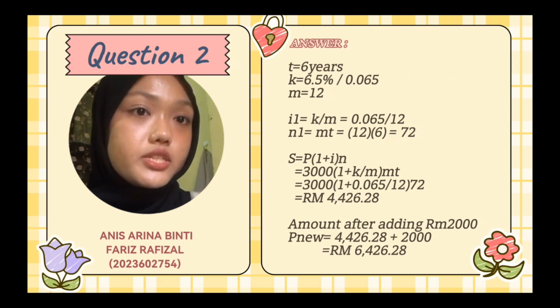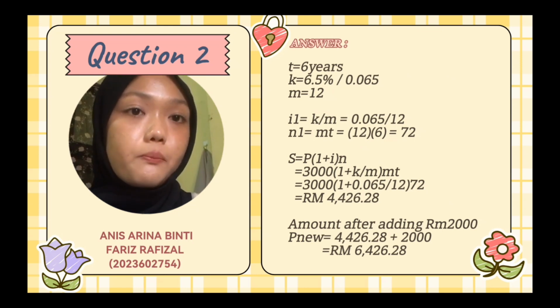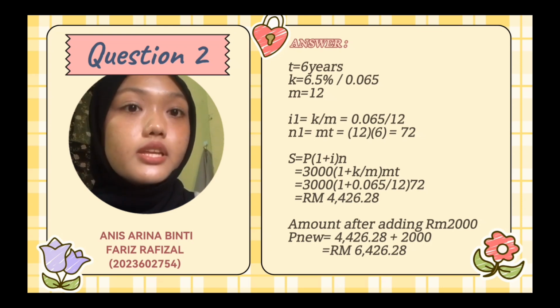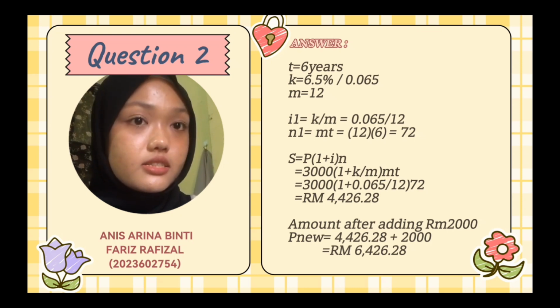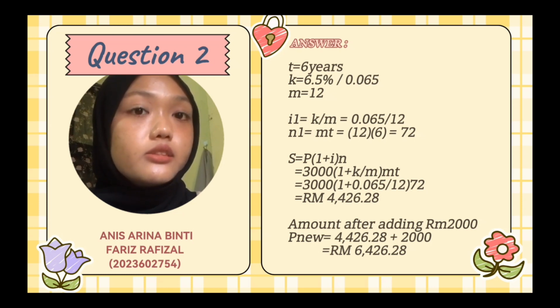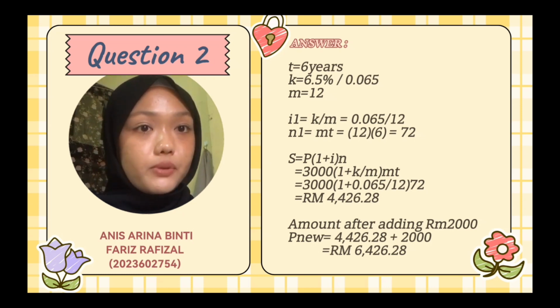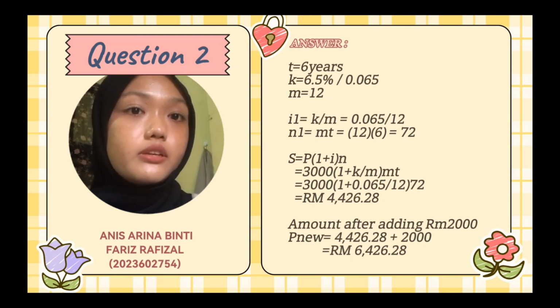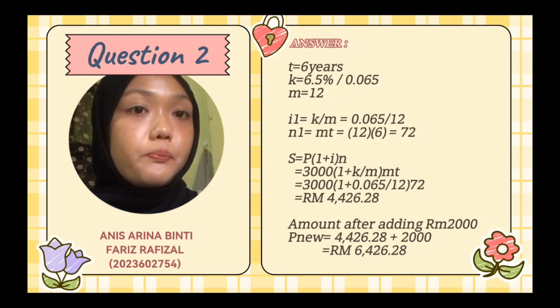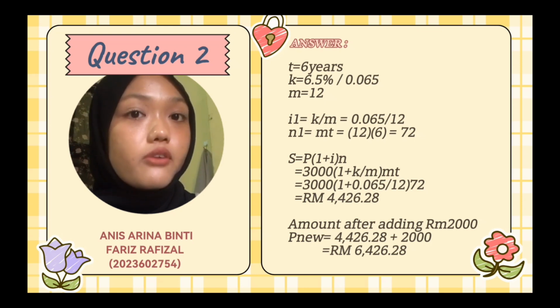Okay, now we know this question is from chapter 5, which is compound interest, and it's under the special cases topic. This question talks about Wahid investing 3,000 into the account with an offered rate of 6.5% compounded monthly for 6 years. Then he adds another 2,000. In the special cases topic, this refers to adding some money into the account. The formula that can be used is S equals P times (1 plus i) to the power of n.